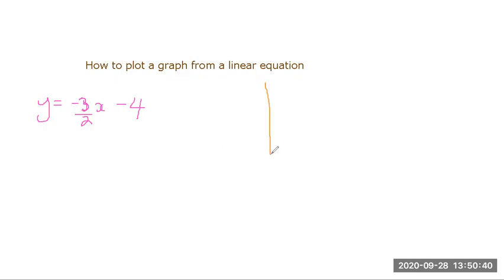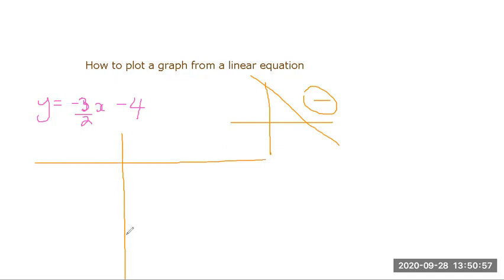graph is going to be in this direction, because that's how negative graphs look, because my slope is negative. Then I could also say my y-intercept is at -4. So I'm going to put a -4 down here. And since I know that my graph is going to go this way, this is my y-intercept. So I know it has to go through there.